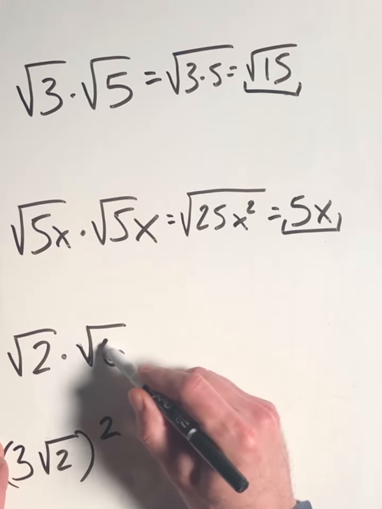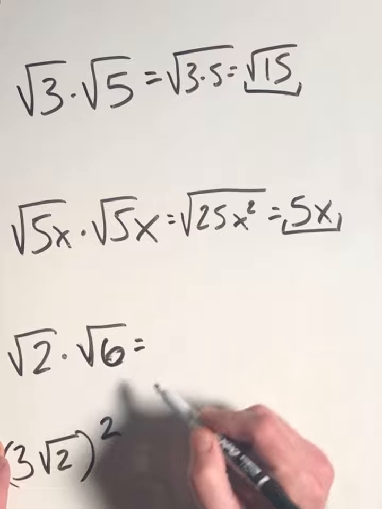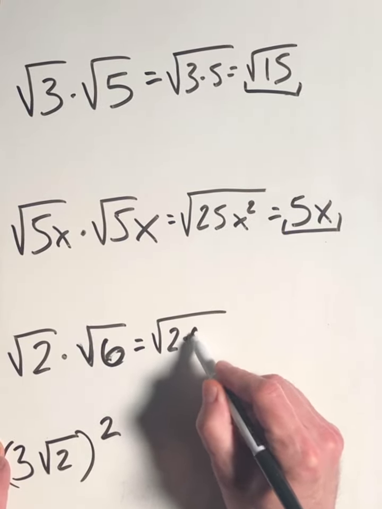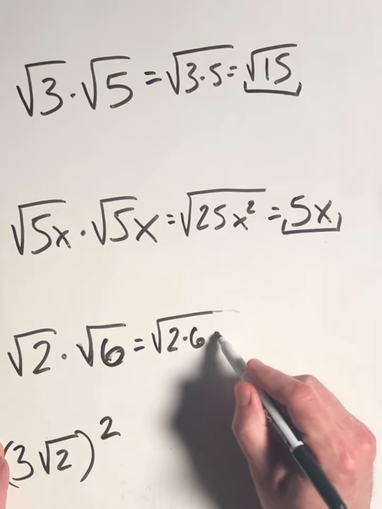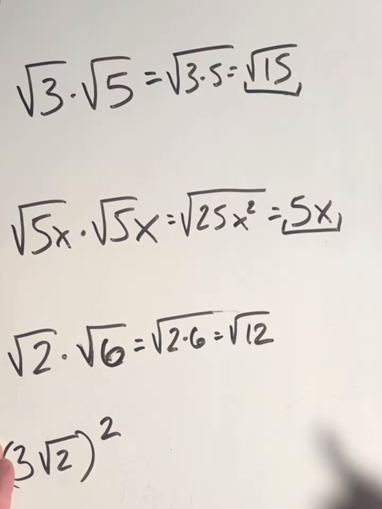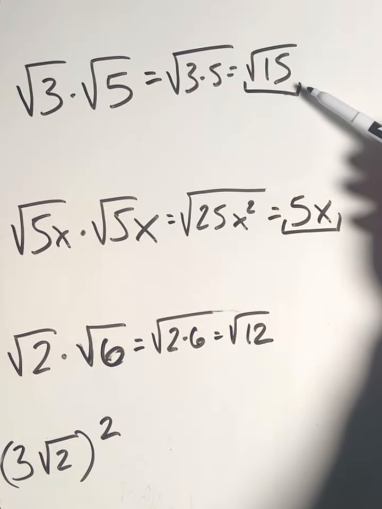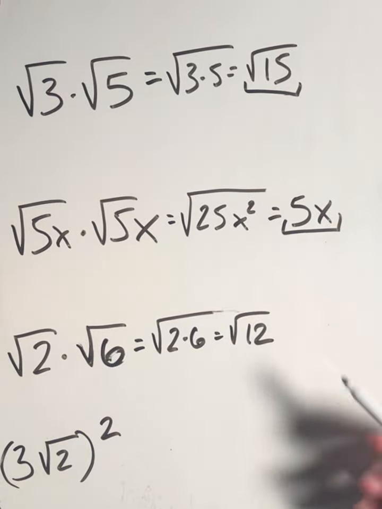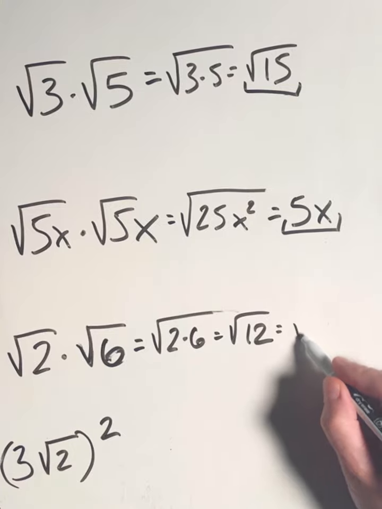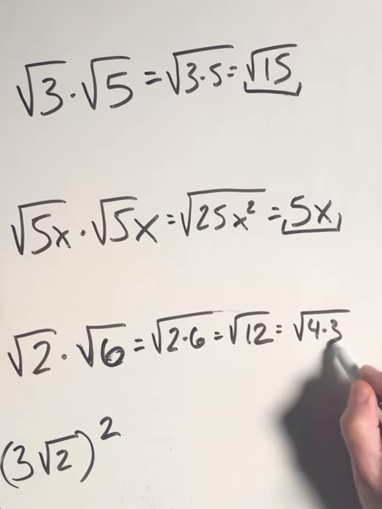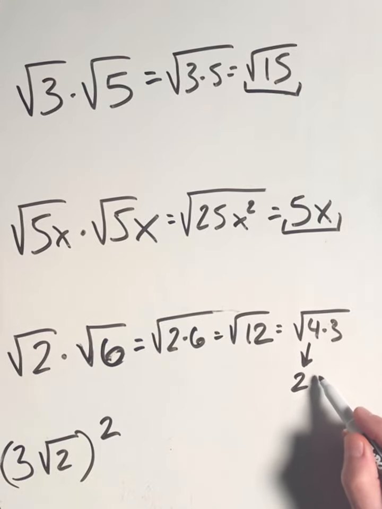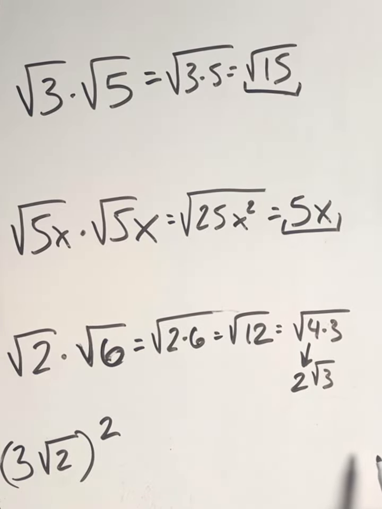In this one here, we have the square root of 2 times the square root of 6. So the first step, just like we did up here, is to multiply straight out. So this is the square root of 2 times 6, or the square root of 12. But unlike here, where we couldn't simplify what was left under the radical, we can simplify this radicand. The square root of 12 is the same as the square root of 4 times 3, and the square root of 4 is the perfect square, so that one can come out as 2 radical 3.